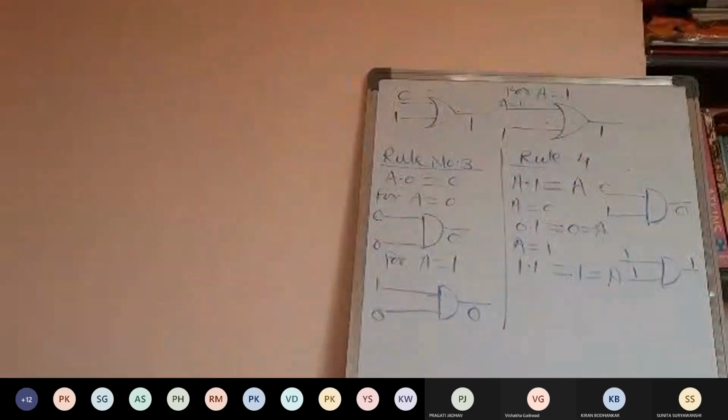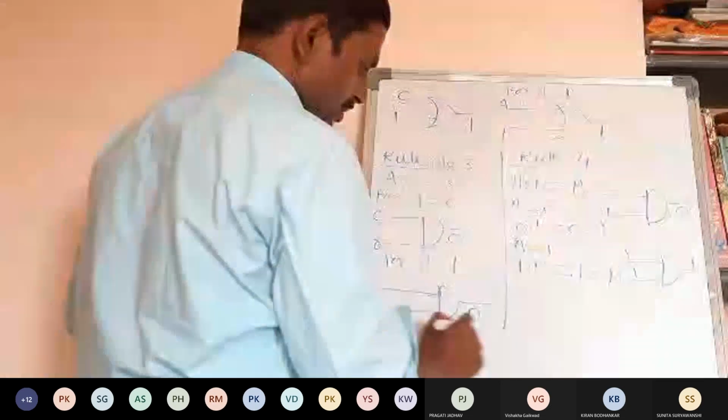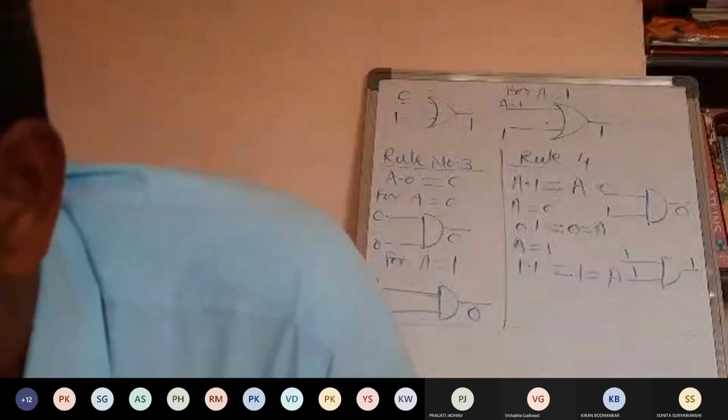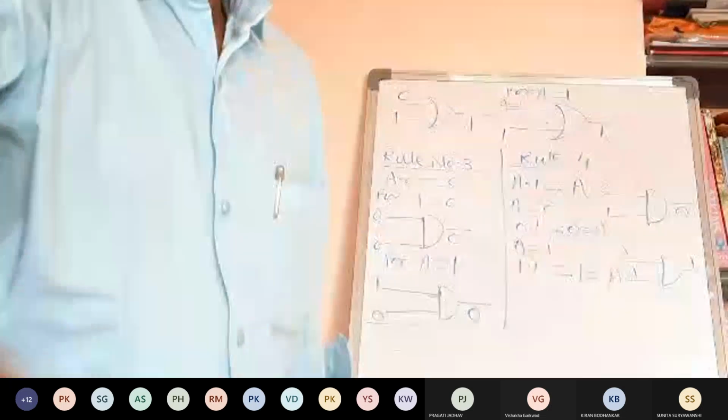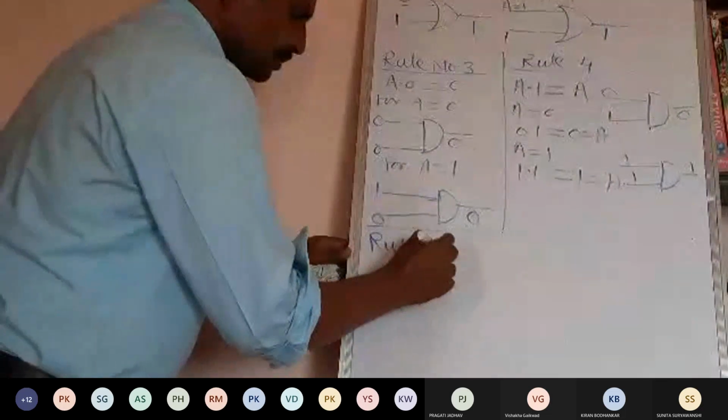And rule number 5 is a plus a. Rule number 6 is a plus, oh, it is changed a bit ahead. Okay, see rule number 5.